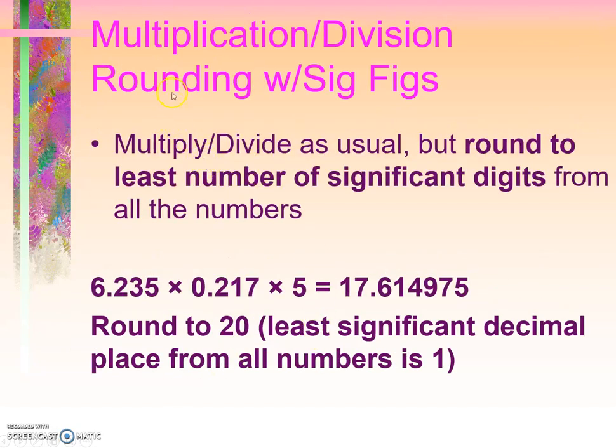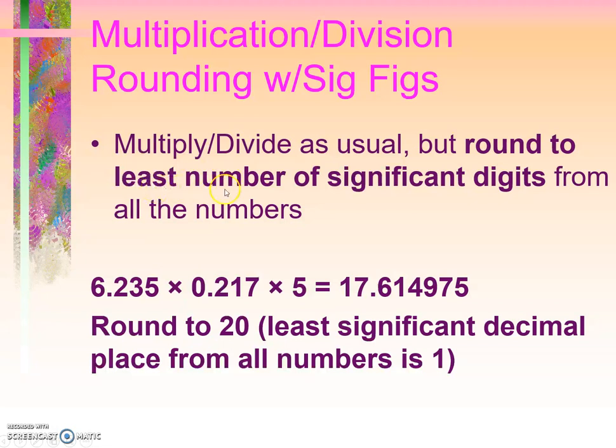Now on the other hand, with multiplication and division, you're going to take all of your numbers and you'll multiply and divide as usual. So don't round anything in your initial numbers here. Keep all of the digits. So in this example, if we multiply these 3 numbers, we get 17.614975.